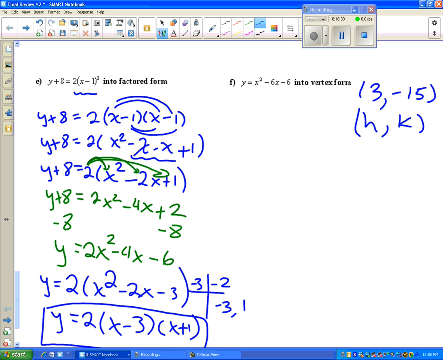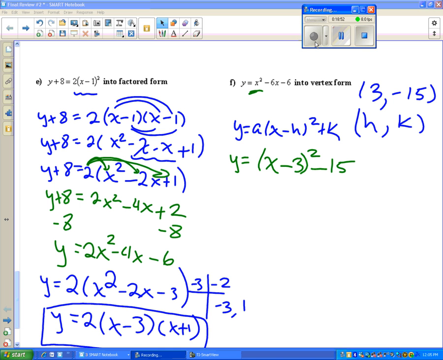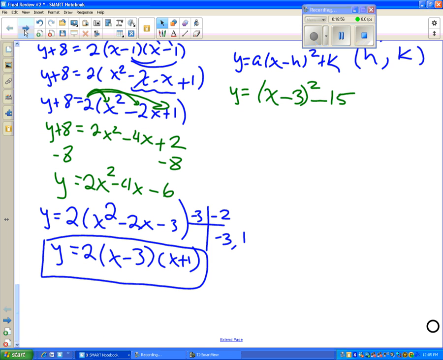And again, remember, vertex form is y is equal to a times x minus h squared plus k. My a is the same as what's up here, it's 1. So x minus 3 squared plus k. K is negative 15, so it's minus 15. All right, let's go to the next page, please.